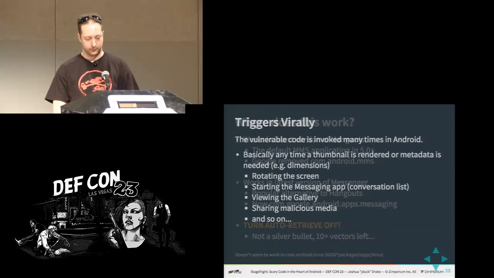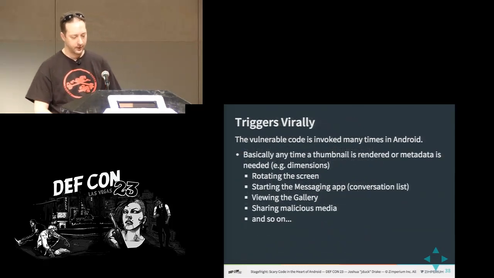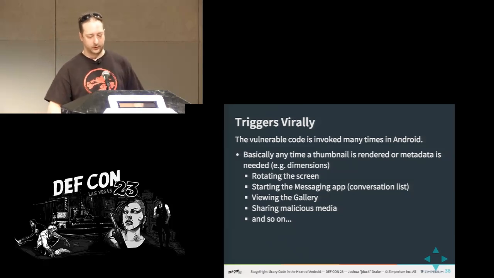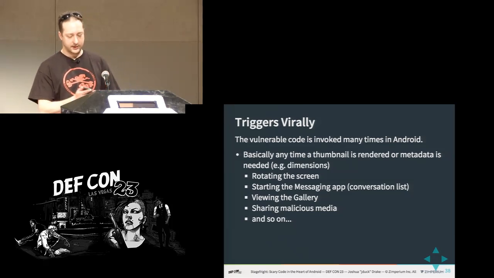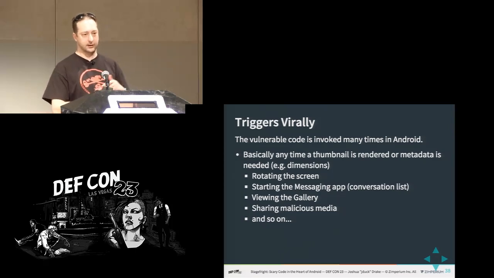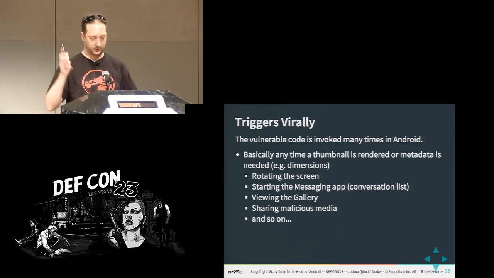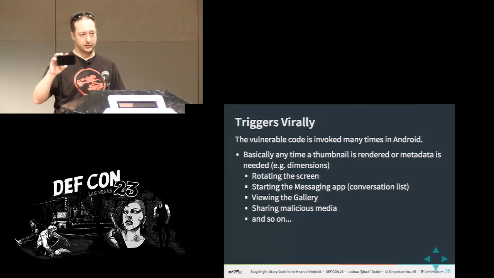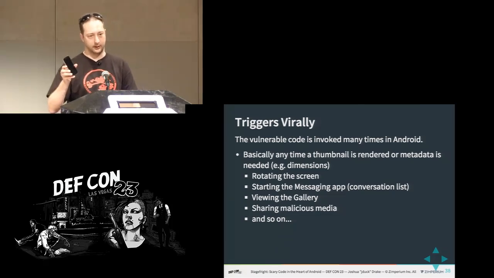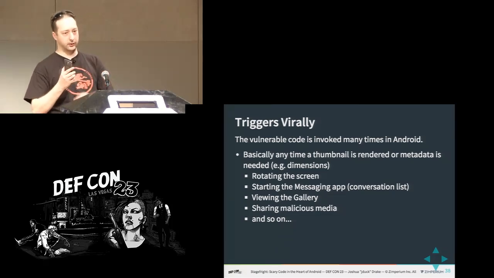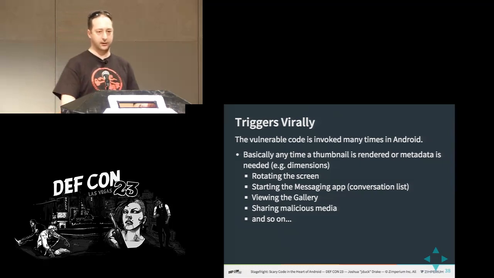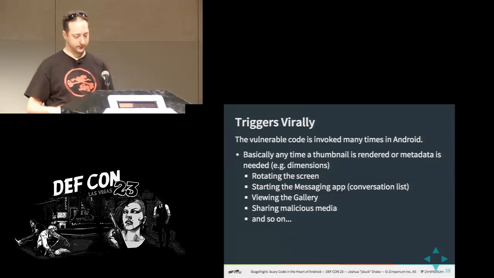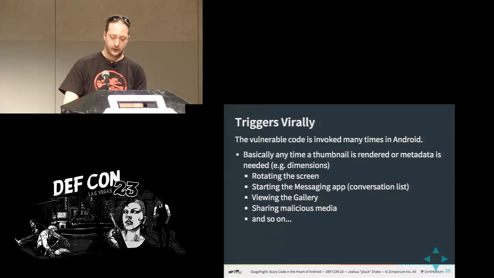It's potentially wormable. The vulnerable code is invoked all the time. On this device, I think I disabled the app, but if an MMS just comes in on messaging in this phone, like if you're looking at it, it triggers the vulnerability. If you turn the screen sideways, it redraws the activity and triggers the vulnerability again. You do that again, it triggers again. You lock the screen and then unlock it, it triggers again. So basically anytime it's drawing the screen, that's another trigger.